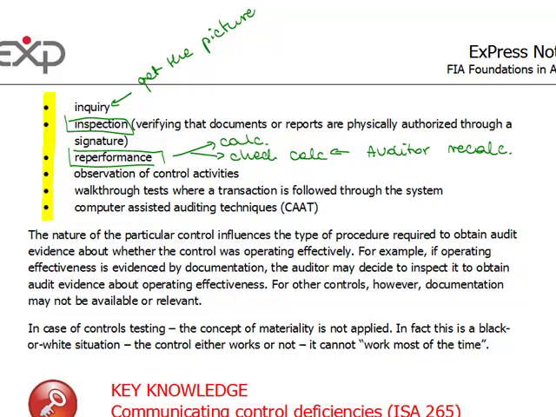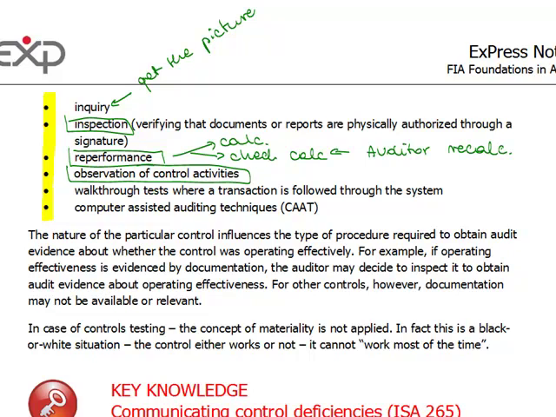You can observe control activities. This is said to be not really effective, because if you observe control activities, it's obvious that people do them properly if they know they're being observed. But sometimes they don't. So you can, for example, review tapes from the supermarket cash tills, and by that you can observe the control activities.